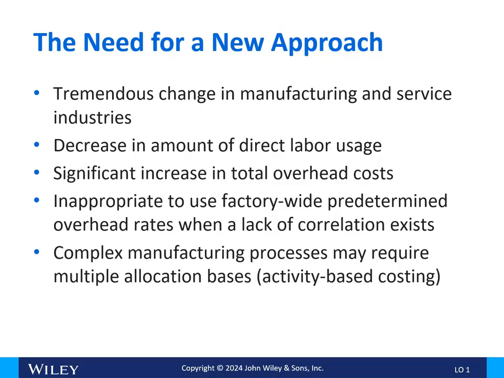It's inappropriate to use factory-wide predetermined overhead rates when a lack of correlation exists. So what that is saying is that if there's not a direct correlation between the base that you're using and what's actually driving costs in the business, then you shouldn't be using that factory-wide predetermined rate. And then complex manufacturing processes may require multiple allocation bases. And that's where we get into activity-based costing, or ABC.